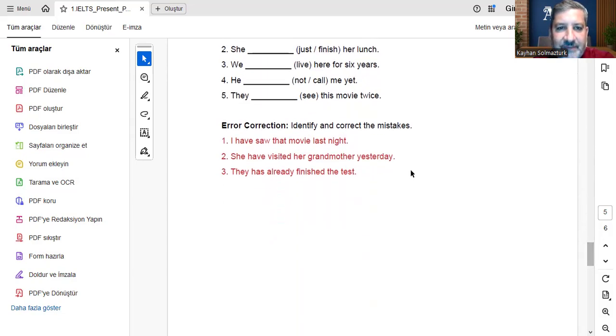So, error correction. Let's see, identify and correct the mistakes. Here, in each sentence, there is a small mistake actually, and we have to correct the mistake and then re-say the sentence, remake the sentence with the corrected form. Okay, so let's read it. I have saw that movie last night. So here's your 5 seconds.